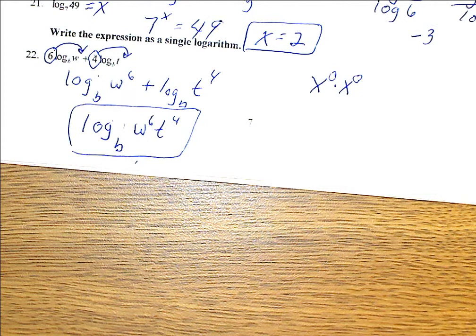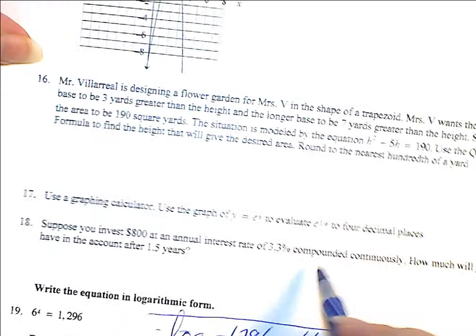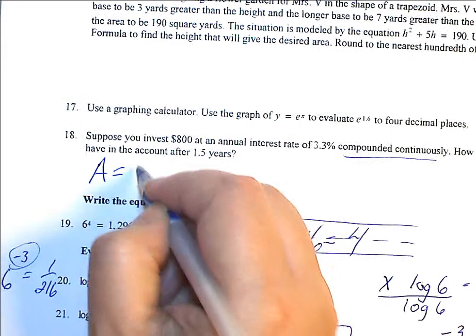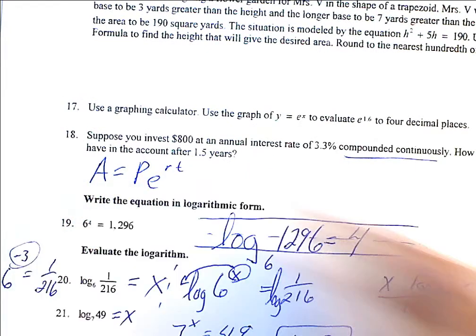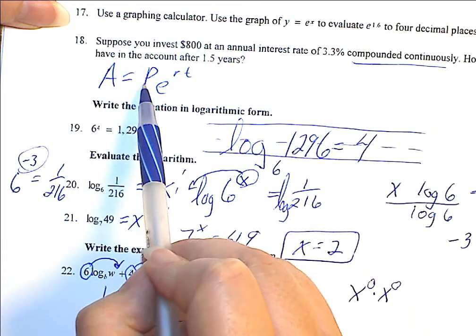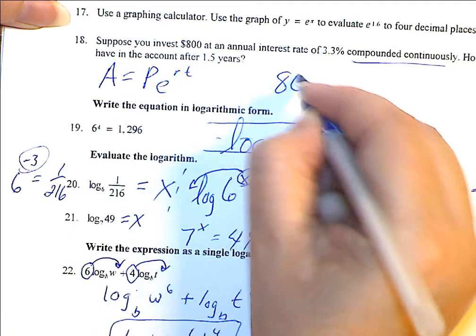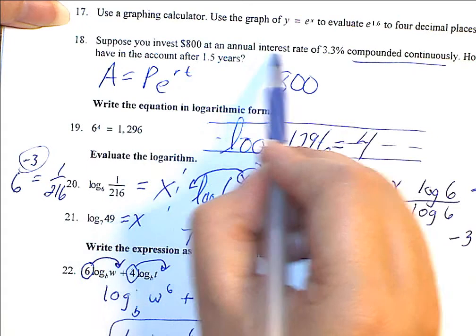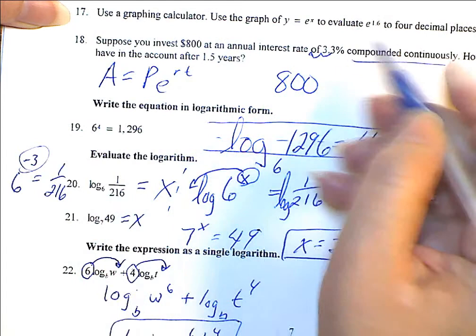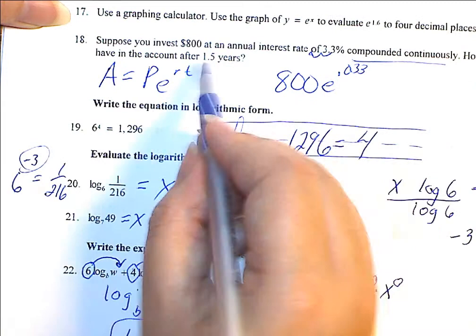Last thing before lunch is, what is the formula for compounding continuously? PERT is right. A equals P e to the rt. I'd make sure you had that on your sheet too. It says, suppose you invest $800 annually at an annual interest of 3.3%. So you have to move the decimal place over 2 spots: 0.033. How much money will you have in 1.5 years?